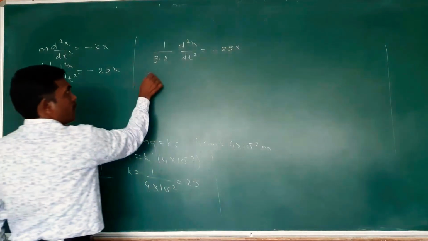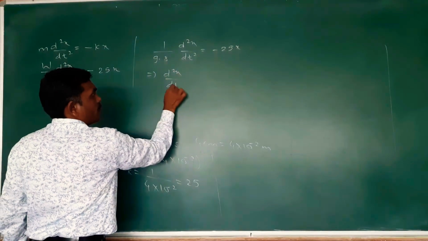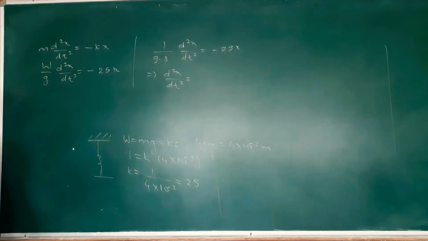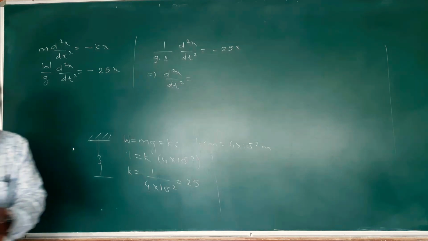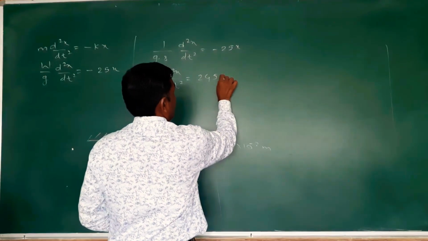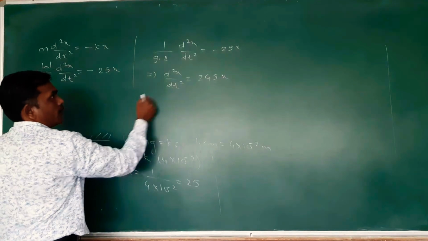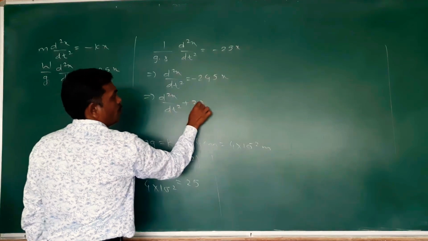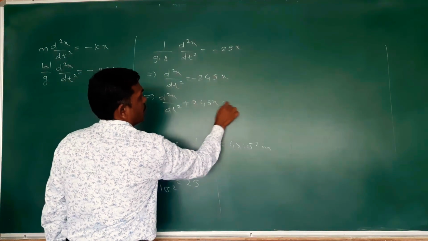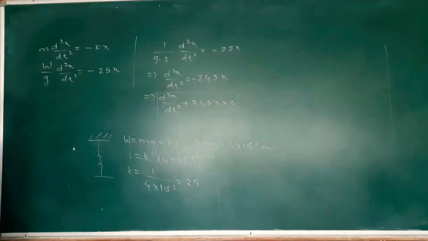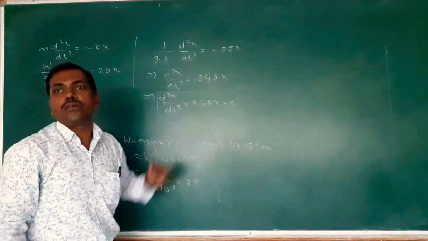Correct? Means d²x/dt² is equal to, do this calculation, minus 25 into 9.8. Complete the calculation. The answer is 245. Minus 245x, correct? So I am writing this minus sign as it is. d²x/dt² plus 245x is equal to 0. So this is our required differential equation. Set up a differential equation, this was the question. So this is our required differential equation.